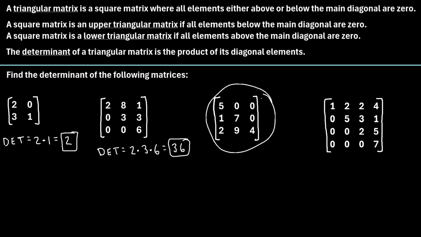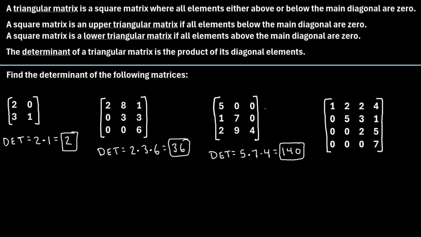Now let's consider this next matrix here. If we look at the main diagonal, we can see that all of the values above the main diagonal are 0. So this is a lower triangular matrix. So to find the determinant, we're just going to take the product of all of the diagonal elements. So 5 times 7 times 4. So 5 times 7 is 35, and 35 times 4 is 140. So the determinant of this matrix is 140.